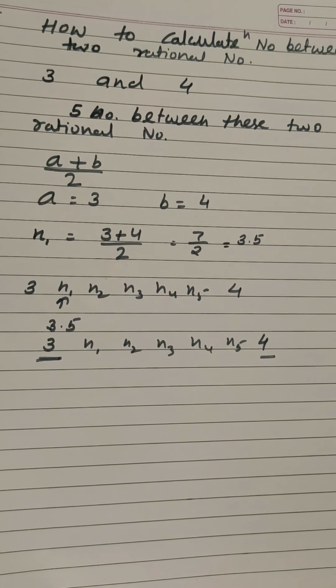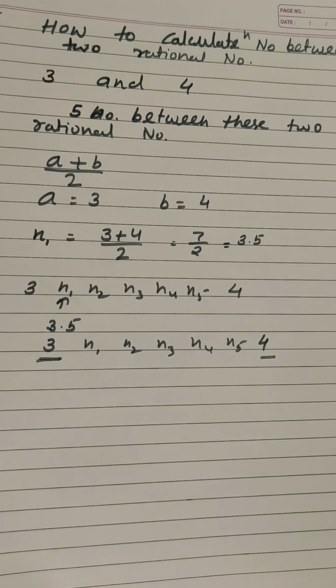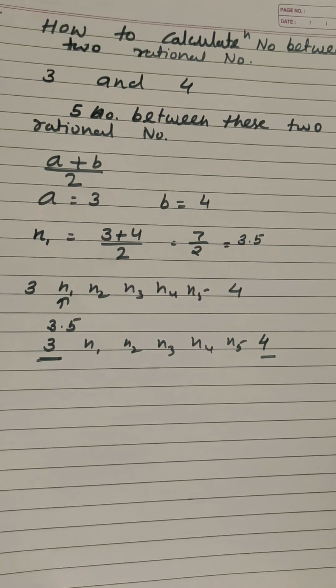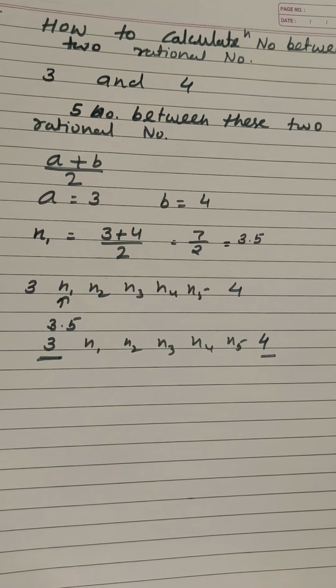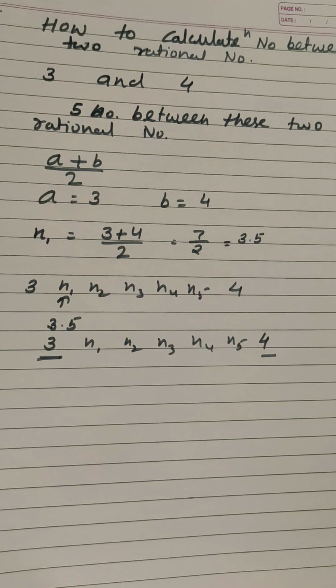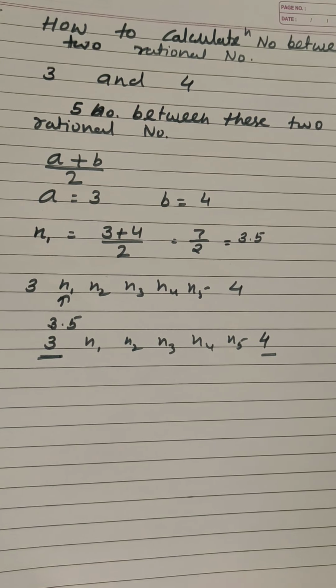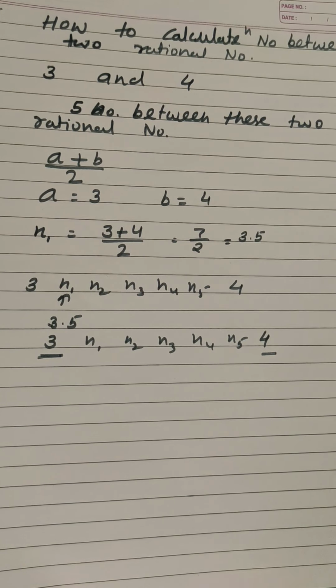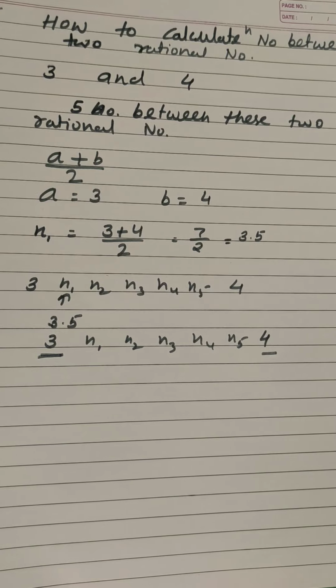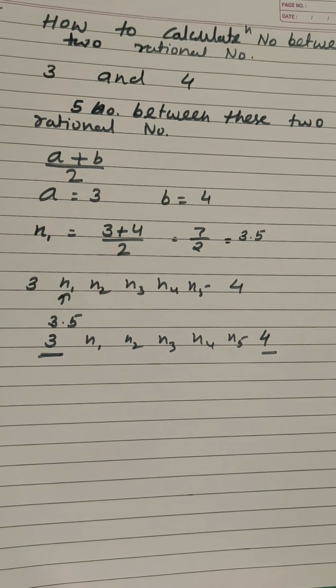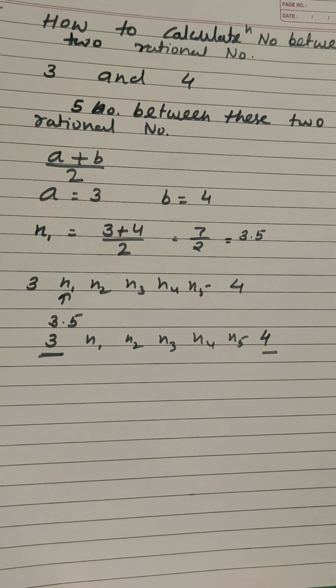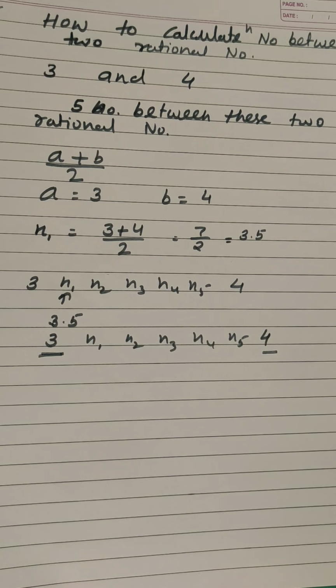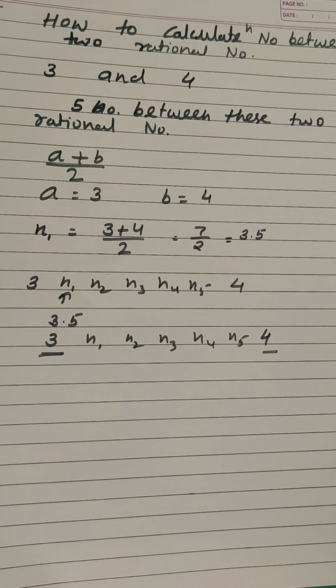Then what will you do? You will divide and multiply both the numbers with 5. I always suggest that if 5 numbers are asked, then multiply and divide with 10. If more than 10 numbers are asked, then multiply and divide with 100. Always use multiplication by tens, for example 10, 100, 1000, etc.